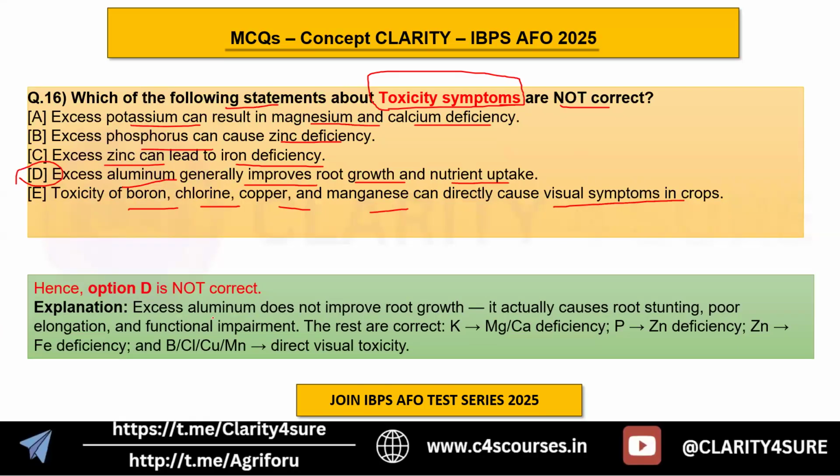Why? Because excess aluminum does not improve the root growth. We are saying that it improves the root growth, but it actually causes root stunting, poor elongation of the root, and functional impairment. So the rest are correct: excess potassium can cause magnesium and calcium deficiency, phosphorus can lead to zinc deficiency, and zinc can lead to iron deficiency. And again, boron, chlorine, copper, manganese can have direct visual toxicity symptoms.